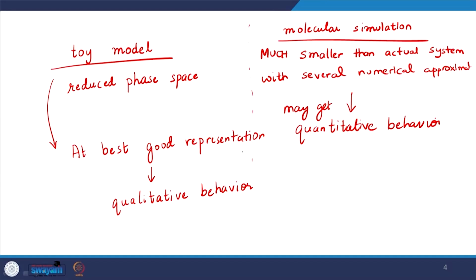Having said that, I can also simulate the toy model. That is going to go towards a better solution of the toy model. If we cannot analytically solve it, we can go for a simulation of that. But even then, since the model is a toy model, we are still far from the actual solution, right.